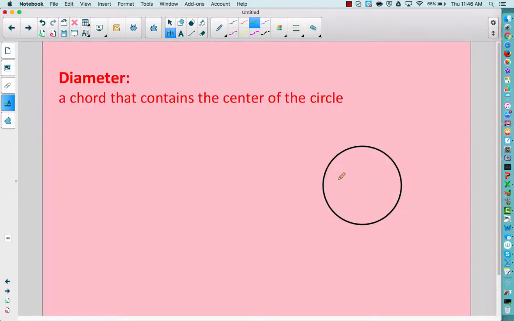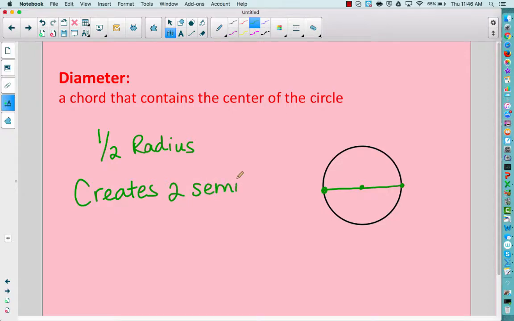All right, a diameter. A diameter is actually a very special chord. It is a chord that goes through the center. Okay, so something like that. It's twice a radius. That's what we're going to put in the description box. It creates two semicircles. And a diameter can be drawn many different ways as well, as long as it goes through the center. Like that. Or like that. Those are all diameters.